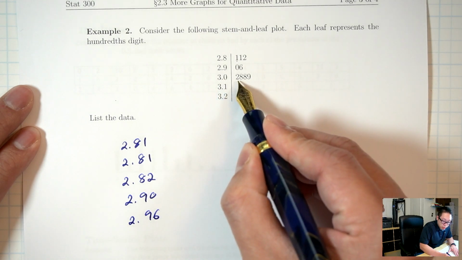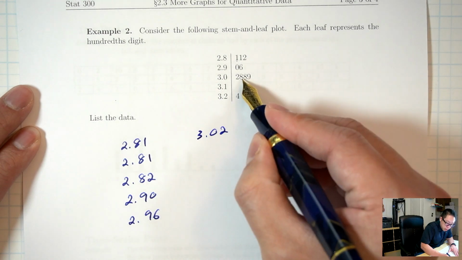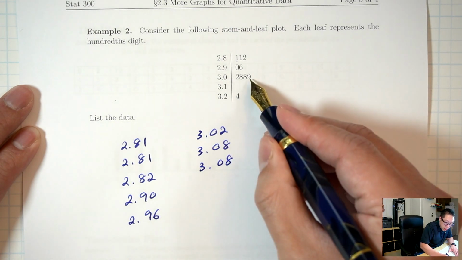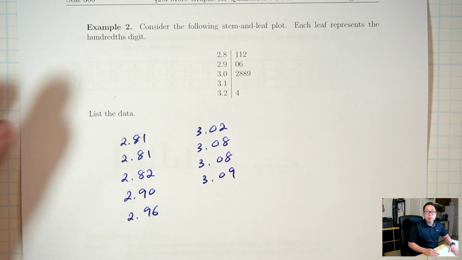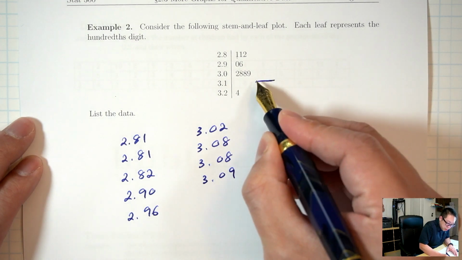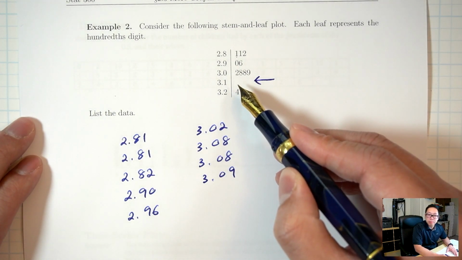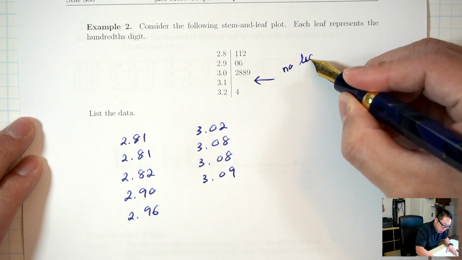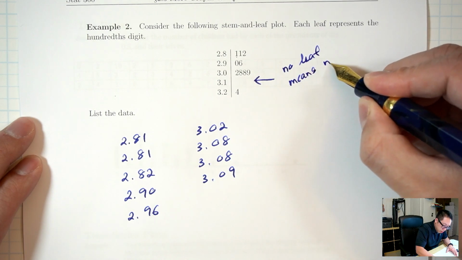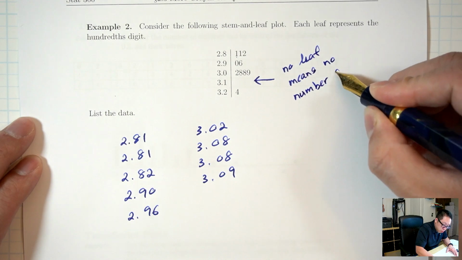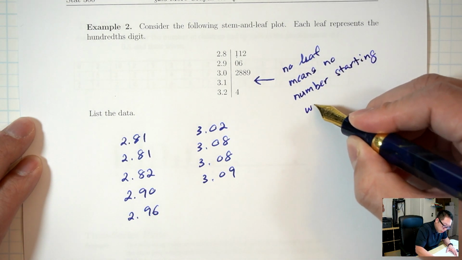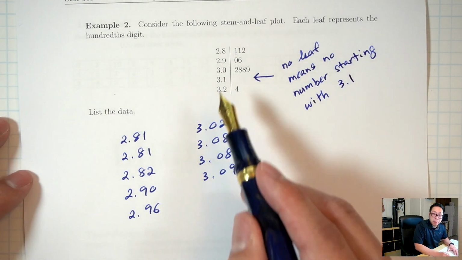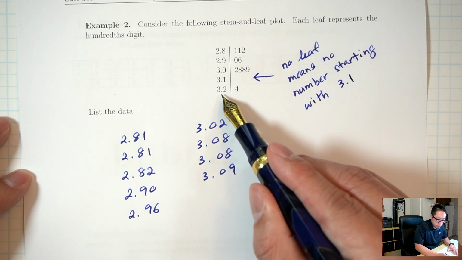Stem of 3.0, the 2 represents 3.02. The 8, 3.08. Another 8, 3.08. 9, 3.09. Now, what about this? There's no leaf there. What do you do? If there's no leaf, that means there's no number that starts with 3.1. Okay, so don't get tricked. If there's no leaf, there should be no number that starts with that stem, which means the next number is this 4, and this 4 represents 3.24.